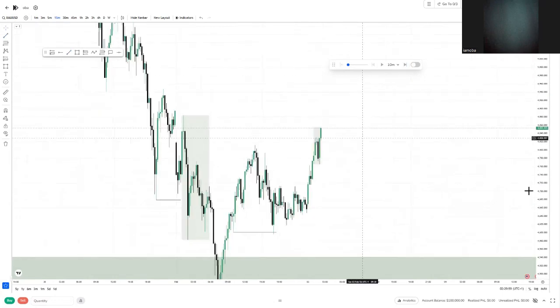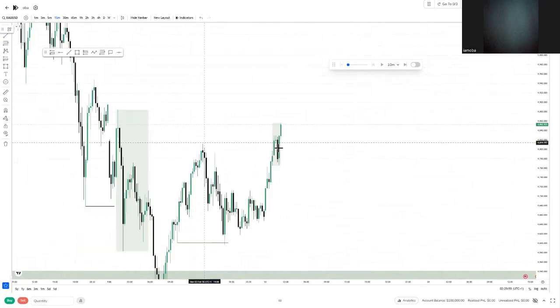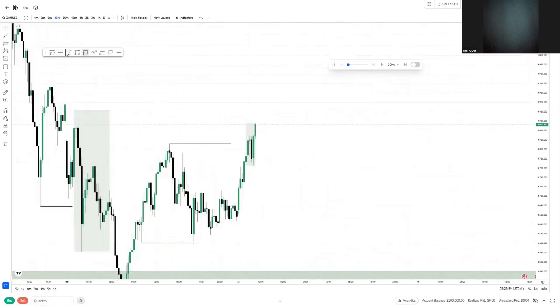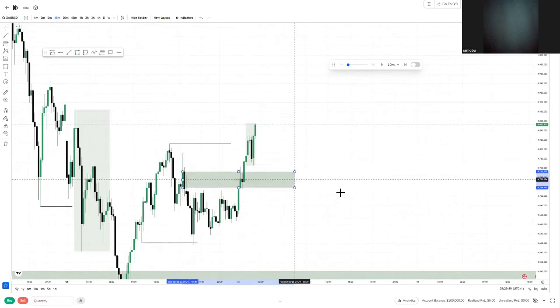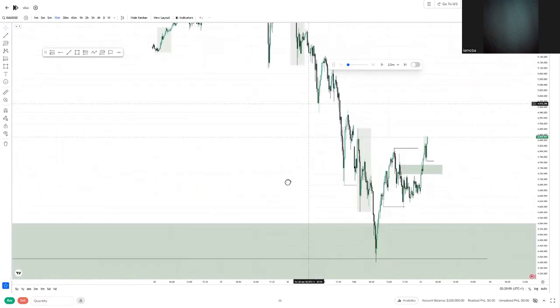You can see what we did: we took out this high with displacement, and we printed a low, and this is a breaker block. Once you can start seeing these things, you cannot unsee it. So yeah, printed this low, this is a breaker, took out this high. Simple stuff.